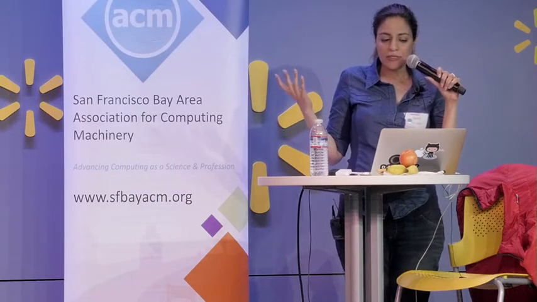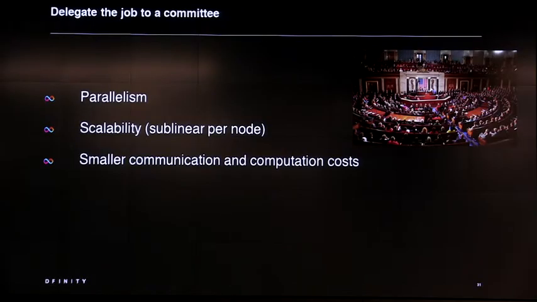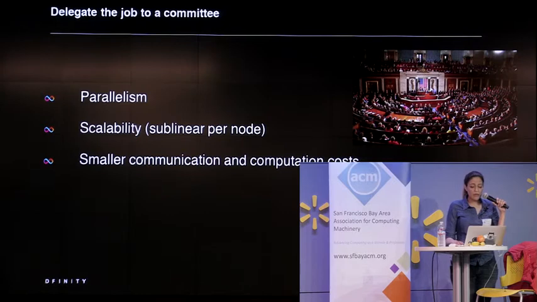And that's enough. Why is it enough? It's like a parliament. Not everybody needs to participate in the voting process of a new rule. As long as you know that a group is well-defined and can participate in that procedure, it's enough. So we delegate the job to the committee instead of everybody participating in doing the job. So it has other properties. For example, it gives us parallelism, other than being scalable and having instant finality. We can scale, and we need a smaller communication and computation cost.